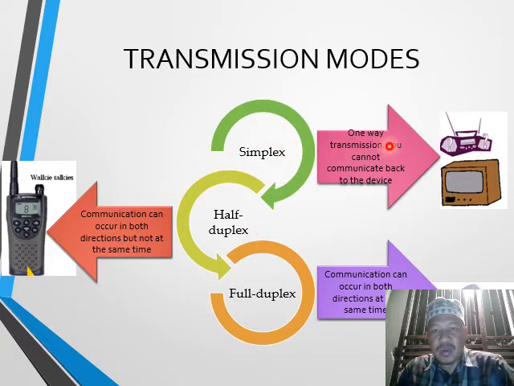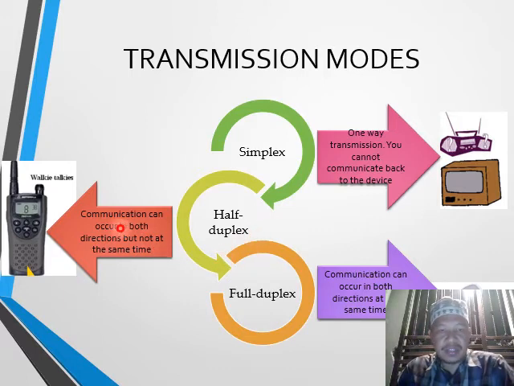Okay, what is simplex? Simplex is one way transmission. You cannot communicate back to the device. Example is radio and TV. So if you have radio or TV, you just receive the signal from the transmitter. This kind of transmission is called simplex. So you cannot communicate back, you cannot feedback to the transmitter.